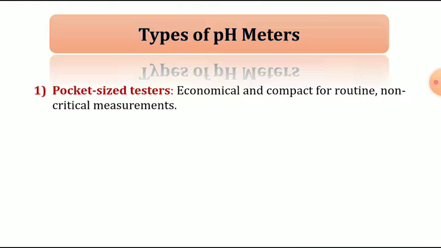First one will be the pocket size testers. These pocket size testers are economical and compact for routine non-critical measurements. That means such type of pH meters will be used for economical and compact routine use. They are normally composed of a single scale conventional measurement range for easy and handy equipment.